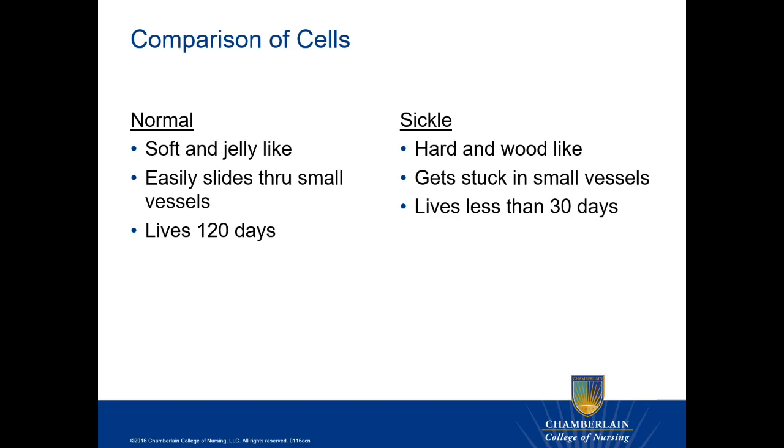Sickle cells, on the other hand, and I'll have a picture in just a minute, become sickled. They become hard and very wood-like. And when they elongate with these spicules inside of them, you can see that they're not going to glide through those small vessels. They're going to hit the sides and stop and block everything else from getting past them. And that's what causes the vaso-occlusive sickle cell crisis. These cells, because they are elongated with these spicules poking at their sides, break very quickly. Hemolysis is that term. And they live less than 30 days.